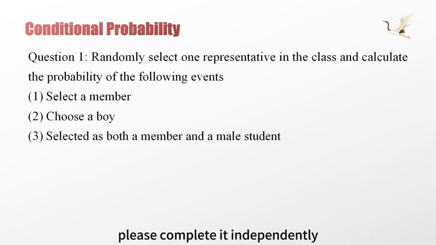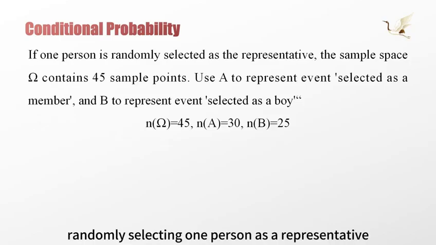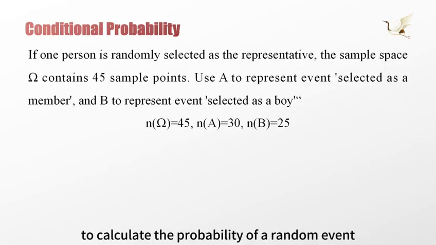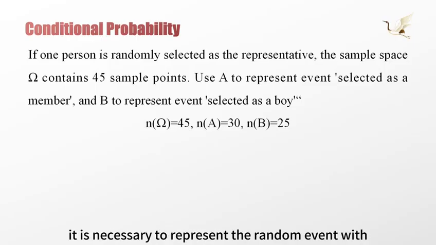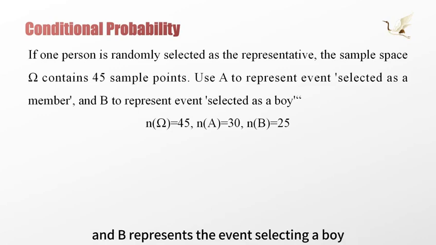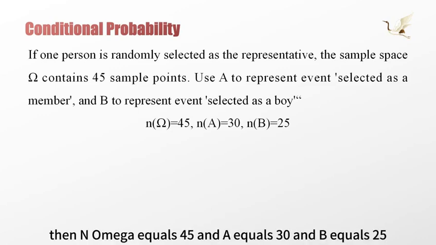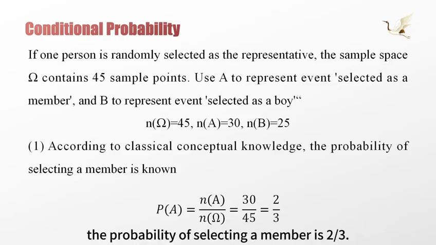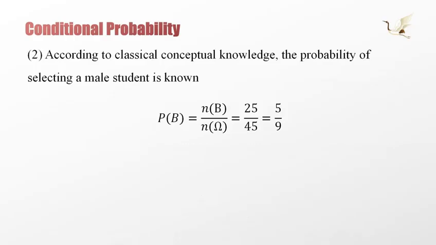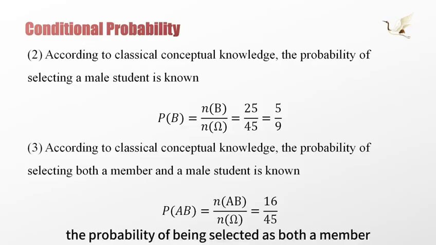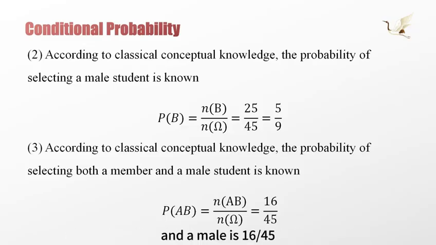Please complete it independently. Randomly selecting one person as a representative, the sample space omega contains 45 sample points. To calculate the probability of a random event, it is necessary to represent the random event with symbols. If A represents the event of selecting a member and B represents the event of selecting a boy, then N(omega) equals 45, N(A) equals 30, and N(B) equals 25. According to classical probability, the probability of selecting a member is 2/3. The probability of selecting a boy is 5/9. The probability of selecting someone who is both a member and a boy is 16/45.